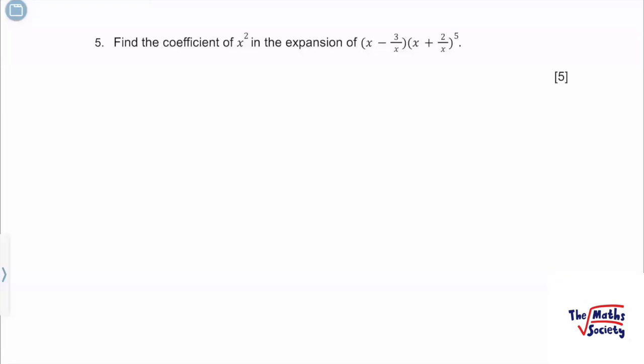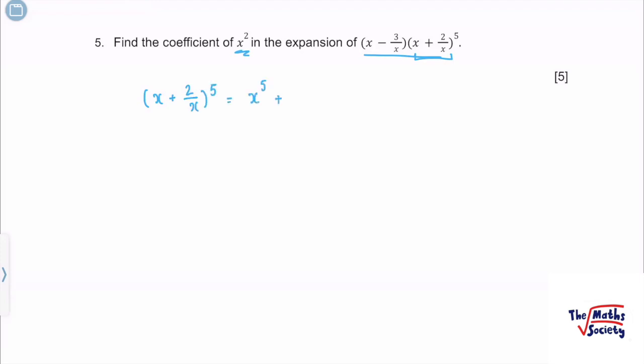Okay, so now we're off to question number 5. It says to find the coefficient of x squared in the expansion of (x minus 3 by x)(x plus 2 by x) to the power 5. So we'll try to expand this one first, which is x plus 2 by x, the whole power 5.